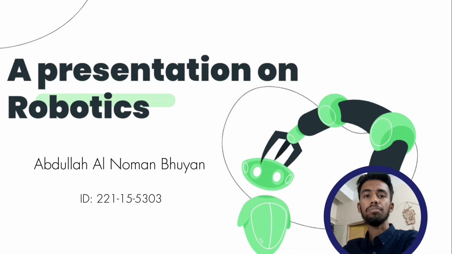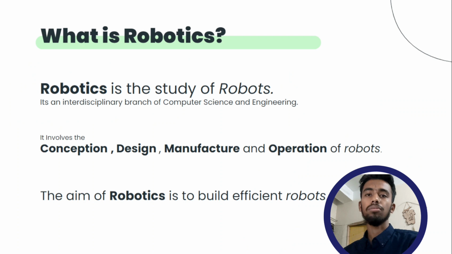Today I'll be presenting a presentation on the topic of robotics. So what is robotics? Robotics simply means the study of robots. There are different devices that are used like humans to do certain tasks, and we call them robots. The study of these robots is what we call robotics. The robotics topic totally includes the conception, design, manufacture and operation of robots. The aim of robotics is to build efficient robots.